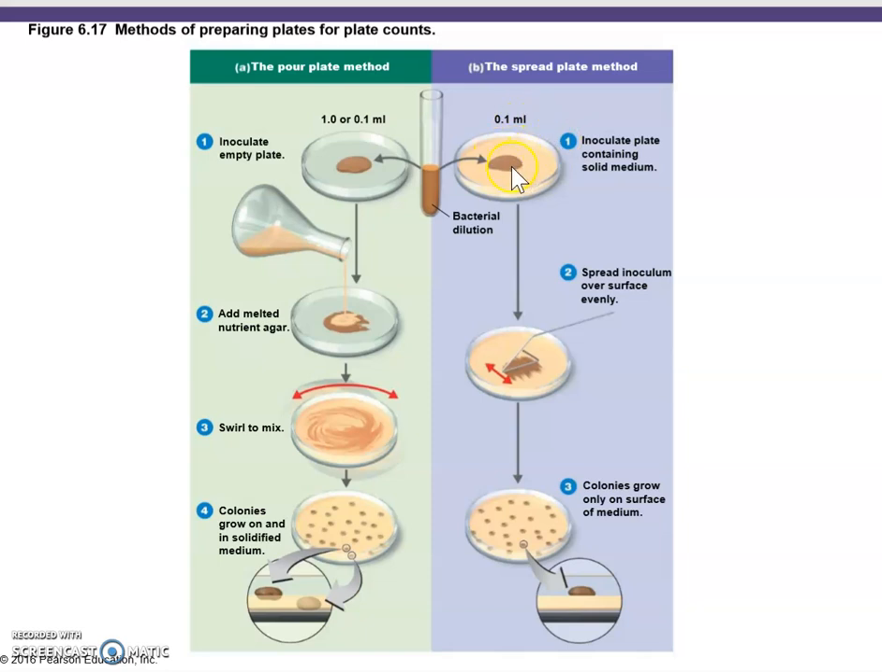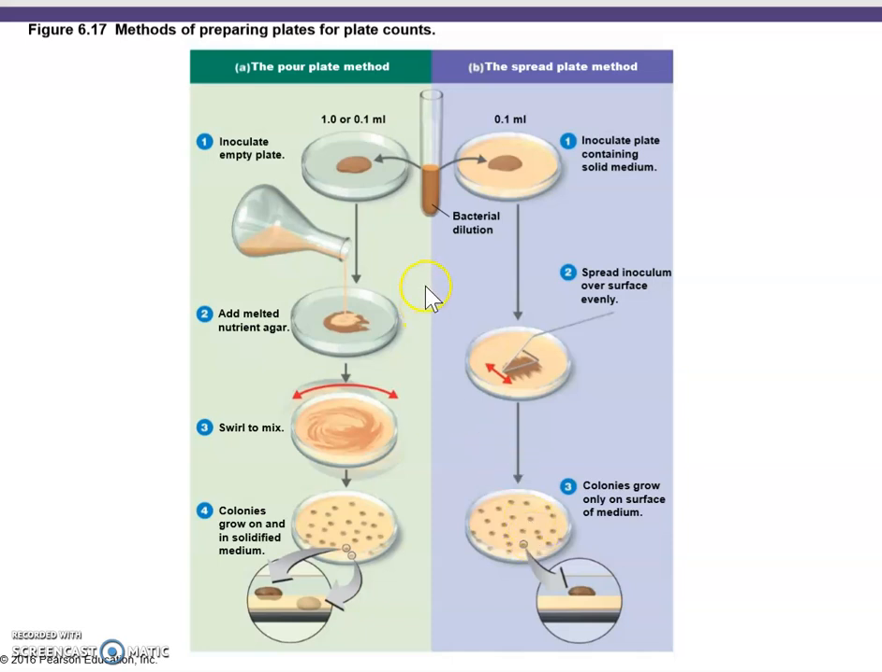So you take from your diluted test tube a certain known amount of the diluted bacteria, you put it on your agar surface, and then you use a spreader to spread the bacterial solution, and then you should be getting isolated colonies.